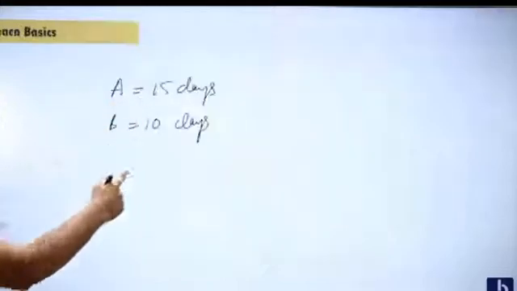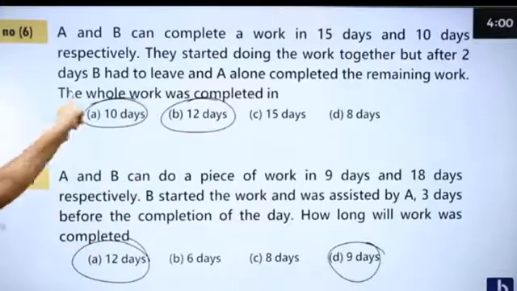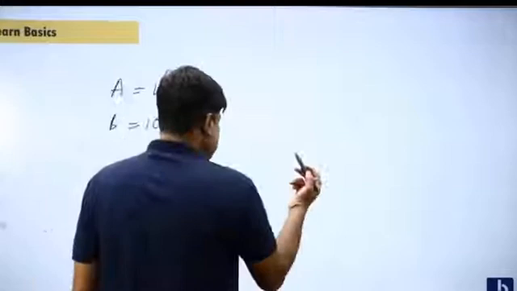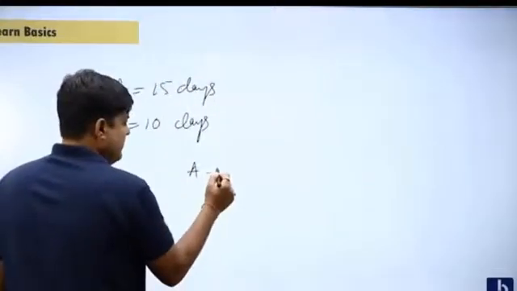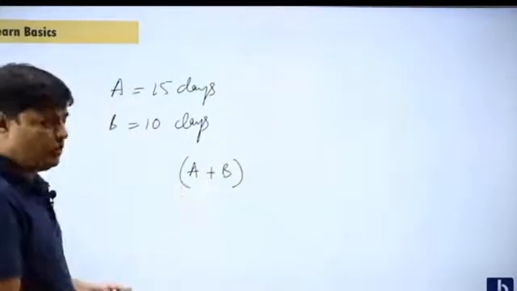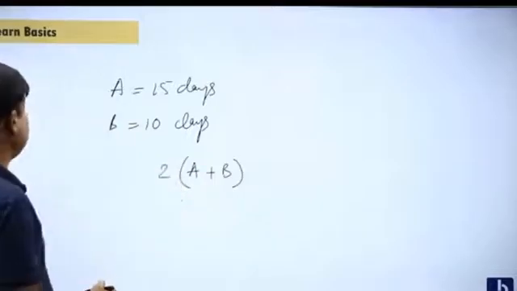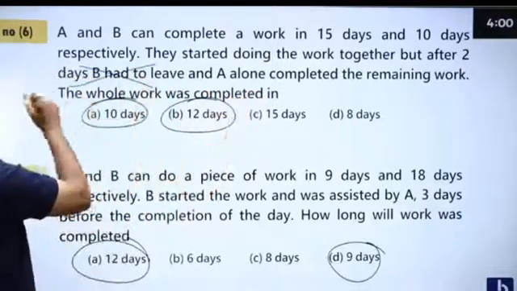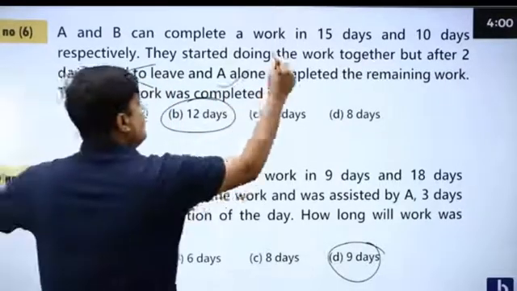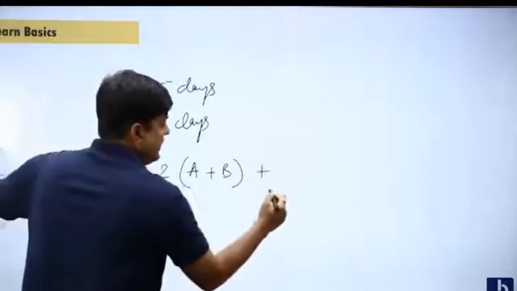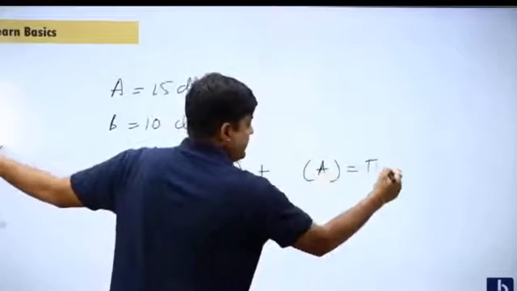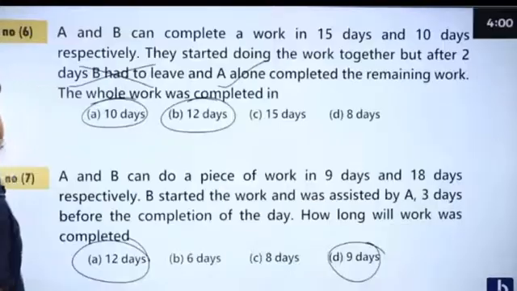Now, what did it say here? They have started doing the work together, but after 2 days, B has to leave, and A has to do the complete work. Are A and B working till the end? No. After 2 days, who has to leave, students? Oh, sorry, B had to leave, and A alone can complete. 1 day, 2 days, 3 days, we don't know till they reach total work. Let it be X. If we get this X value, we have the answer.